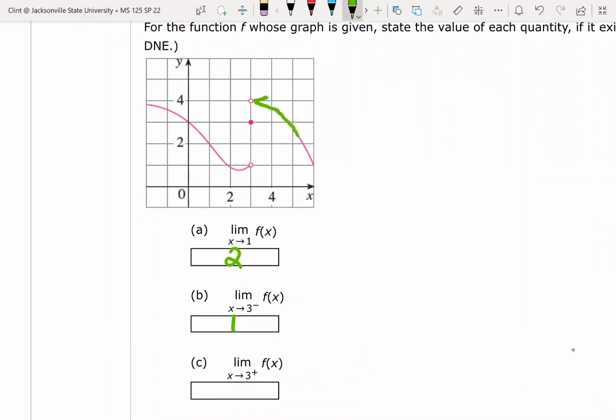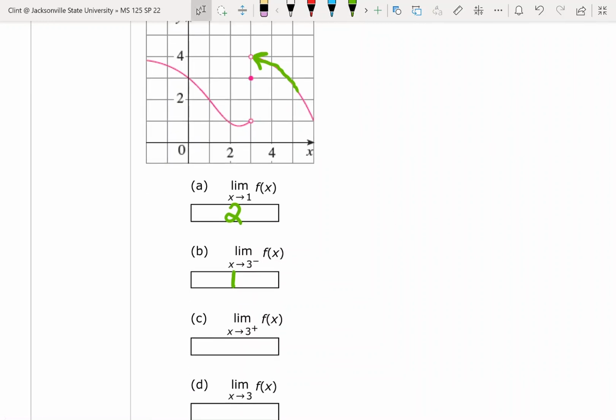So coming in this way. What's that limit? What's our limit there? Oh, we got our answer, got distracted. Nobody else is stepping up. That one's 4, right? Y value 4.